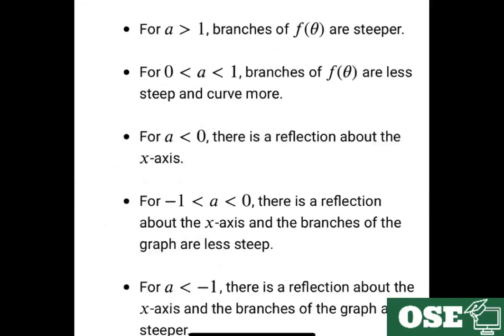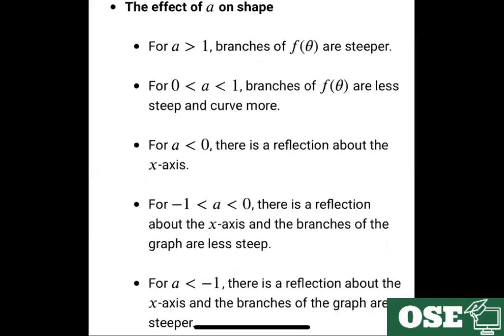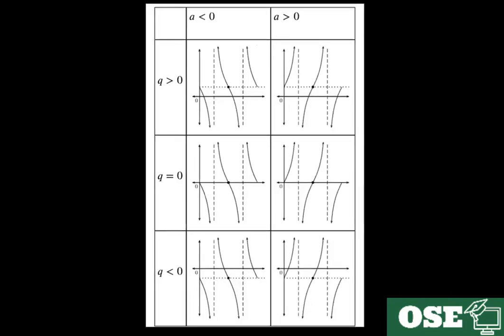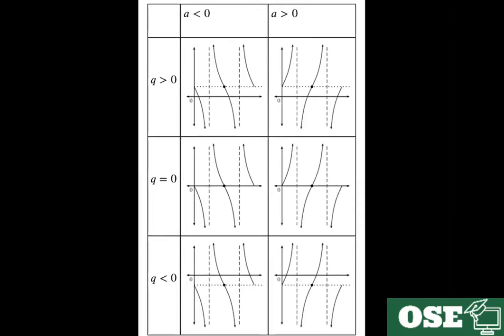So when A is greater than 1, the branches of the graph are steeper. So steeper means narrower. It looks narrower and not wider. And then when it's between 0 and 1, they are less steep and more curvy.